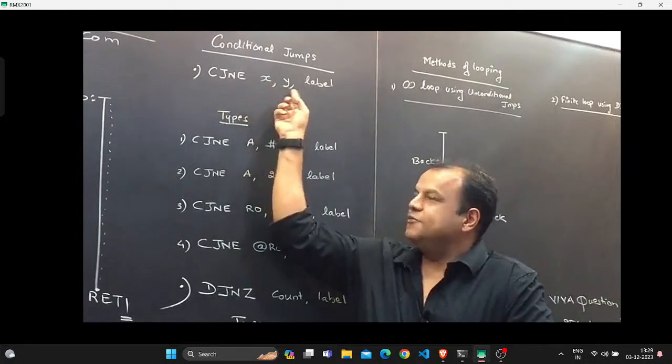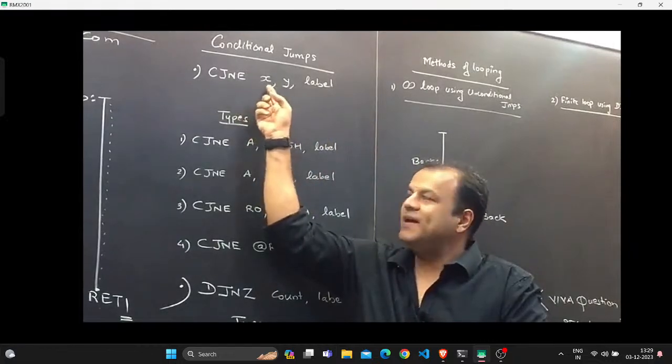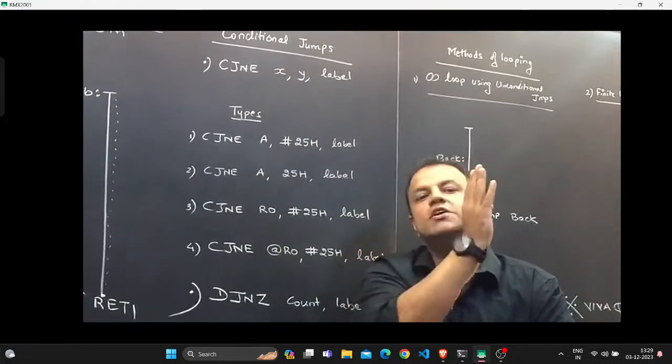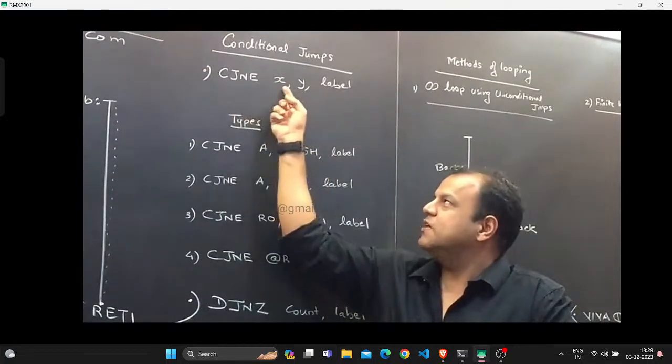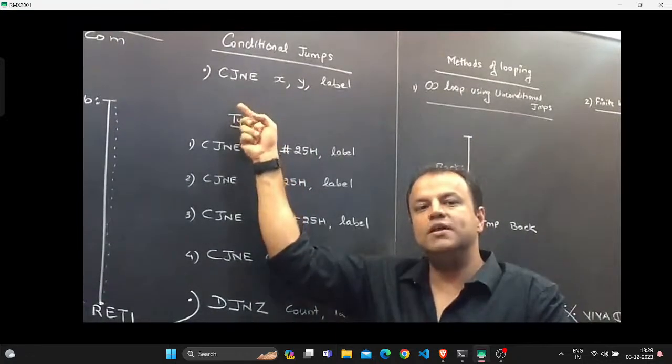So what will it do? It has three entities, x, y and the label where you want to jump. It will compare x and y. If they are not equal, it will jump to the location called label. So if you write CJNE x, y, label, first thing it will do is compare x and y. If they are equal, program will simply go ahead to the next instruction.